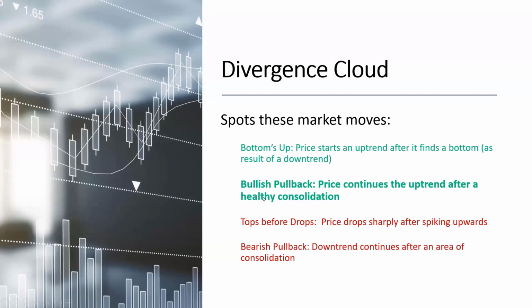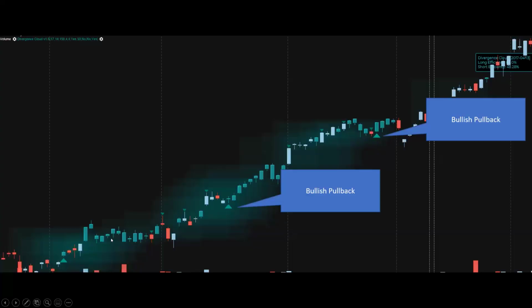So what does this mean? I imagine you are on an uptrend, but of course, every uptrend doesn't go up in a straight line. It takes breaks every once in a while, and we call these consolidations, where it may even go a bit down. Divergence Cloud will allow you to spot these areas of consolidation and predict that from that point on, the trend will continue in the upwards direction.